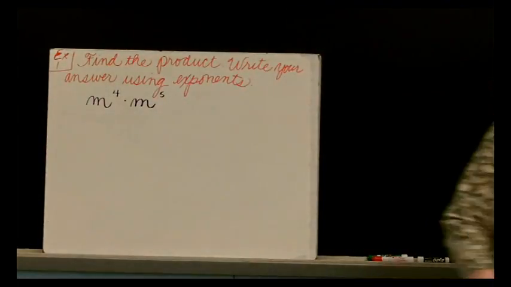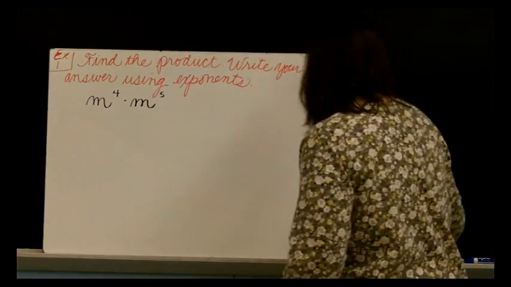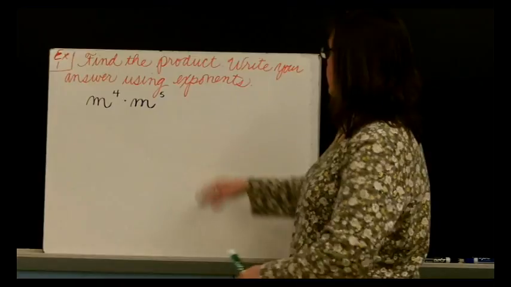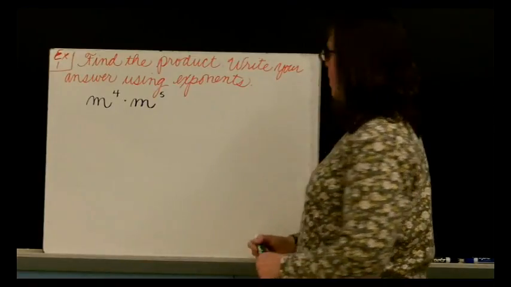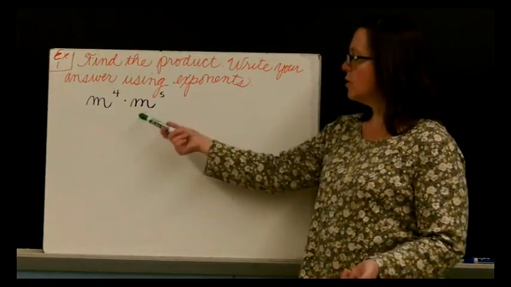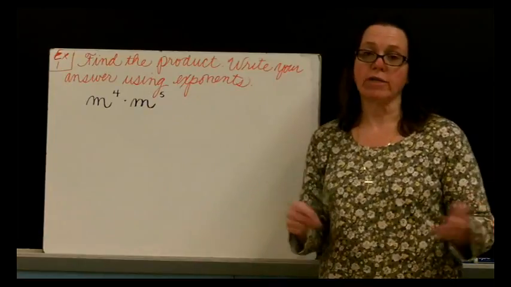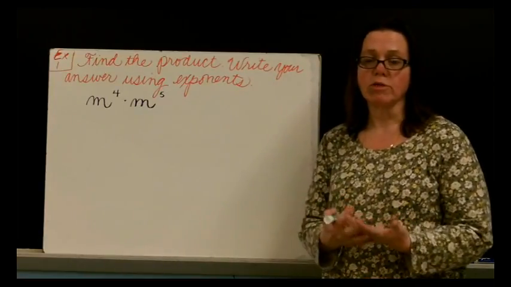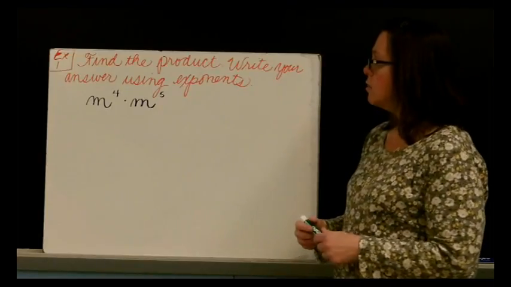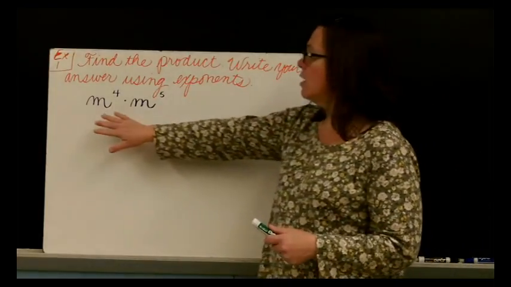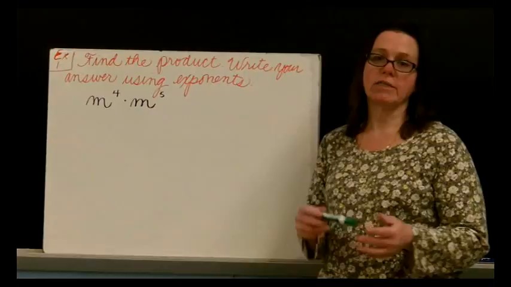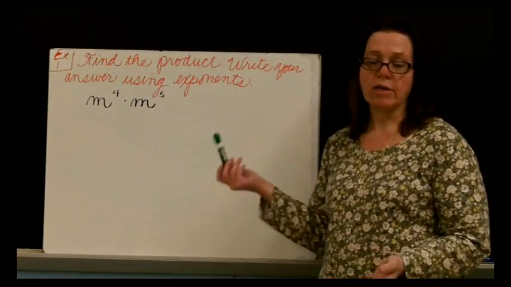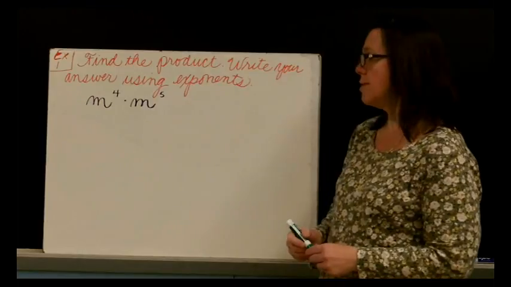Let's start working on the first of our 5 examples. Take a look at this number 1. Find the product. Write your answer using exponents. Product. So here we're basically multiplying twice. We're using exponents, which is multiplication, and we're going to multiply. Now it's important for you to realize that the only way that these can be combined is if the base numbers are the same. And here the bases are the same, they're both m.